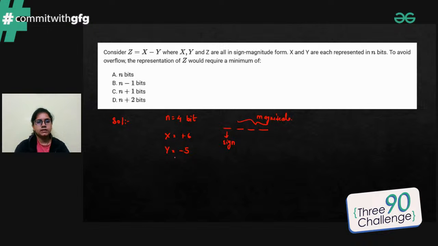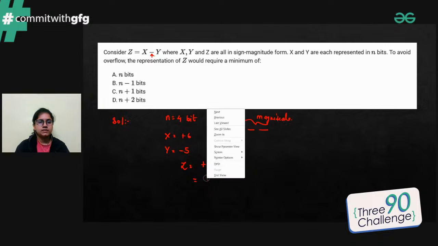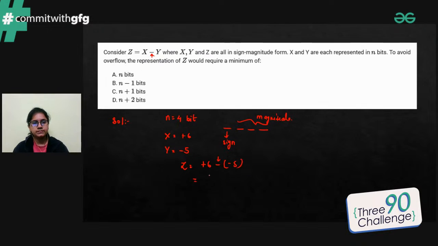Now z equals x minus y. So x is plus 6, and y is minus 5, as originally given in the question. So what is the answer? The answer is 6 plus 5, which is 11. Okay, 11 is the answer.